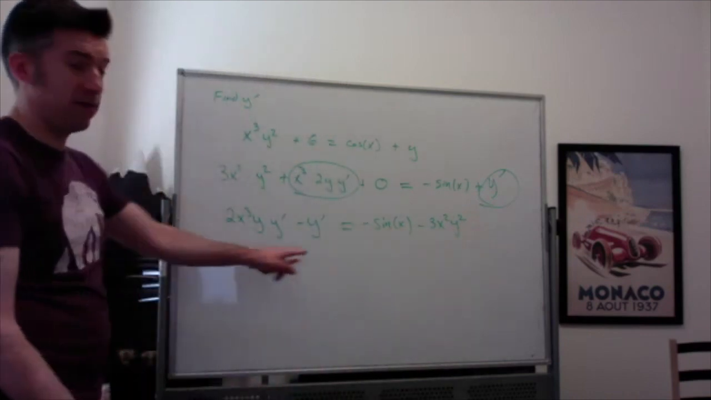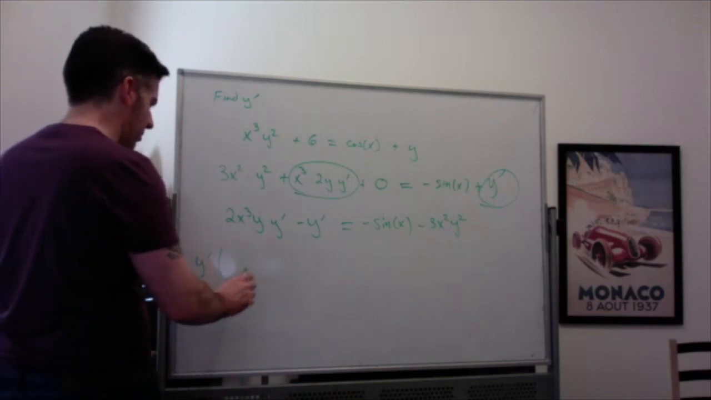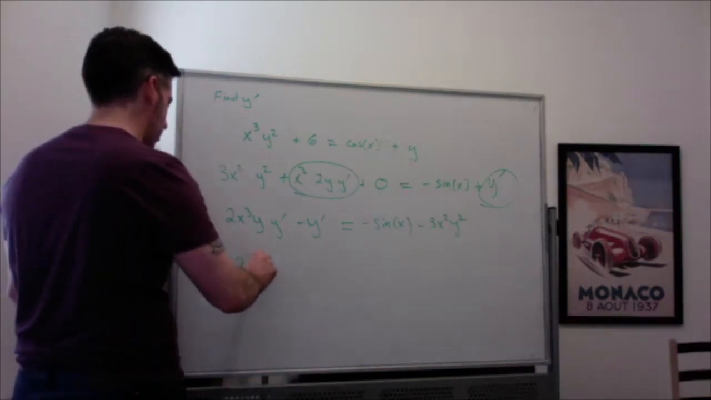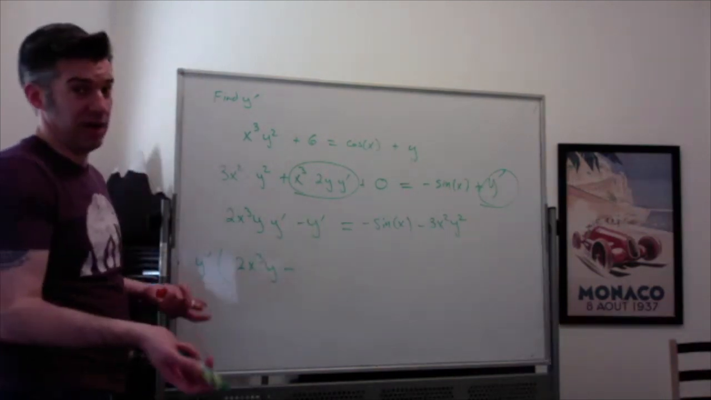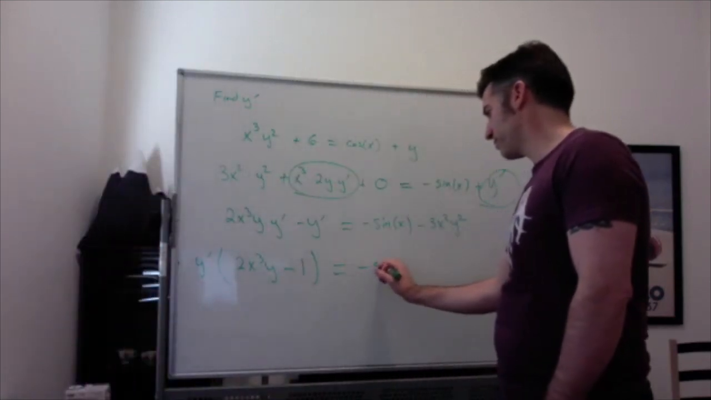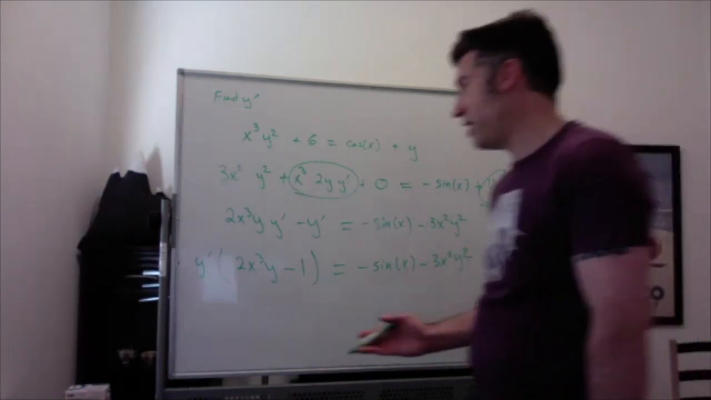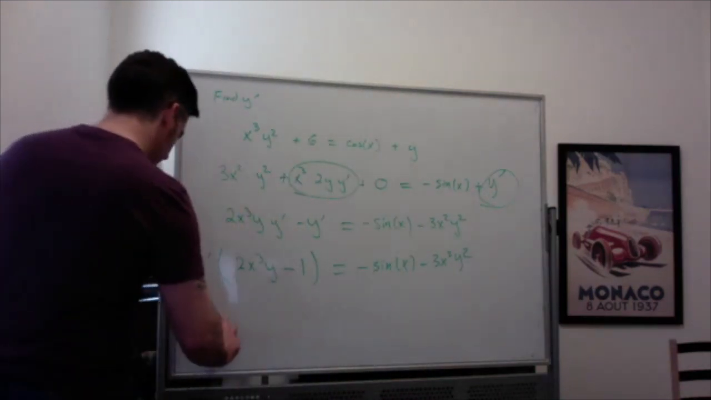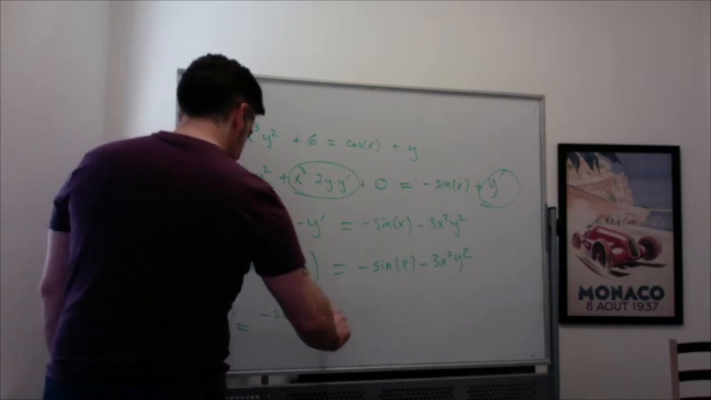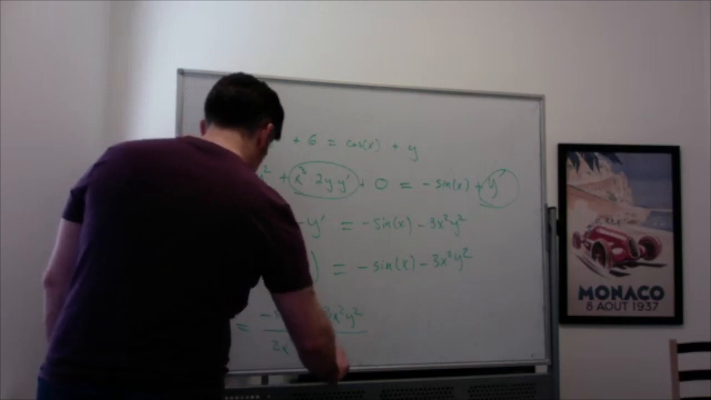And then I'm going to factor out the y prime, or divide out the y prime. When you're factoring out, you're just dividing each term by y prime. So 2x cubed y times y prime divided by y prime is just 2x cubed y, and y prime divided by y prime is just 1, equal to the same stuff over here. And then divide by this. So y prime is equal to negative sine of x minus 3x squared y squared, over 2x cubed y minus 1.